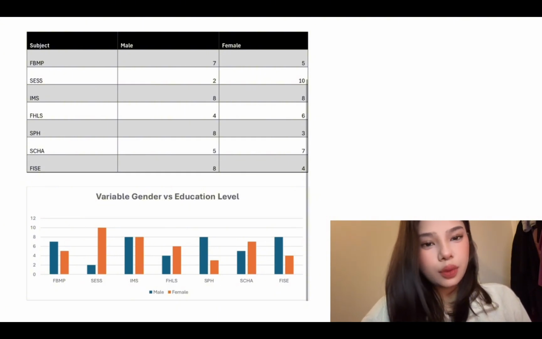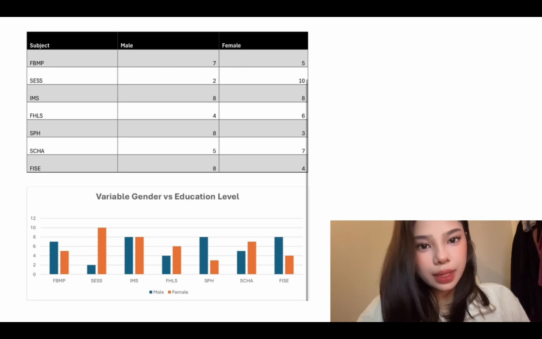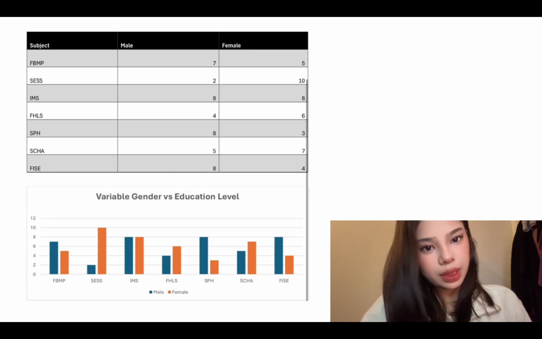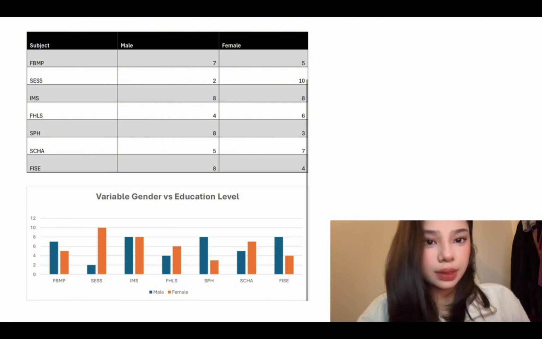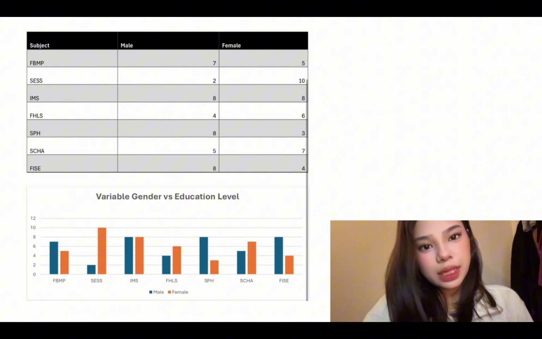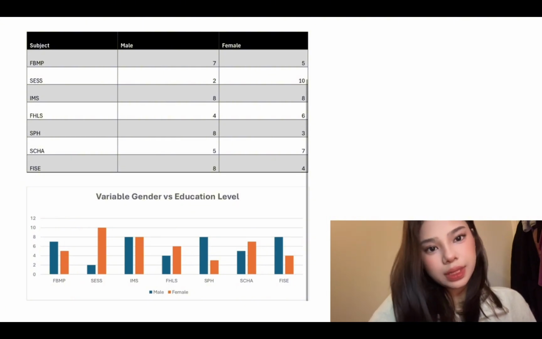Overall, we can see that some subjects are male-dominated, some are female-dominated, and some are balanced. This shows that gender can influence the subject selection.